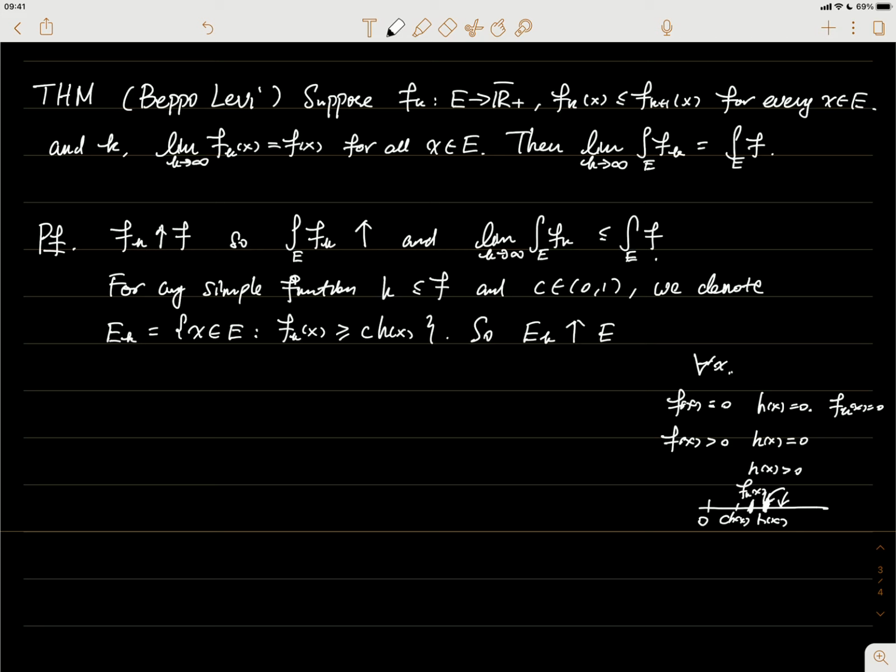Okay, so for any x, we can show that x will be in ek for some k. So that means the ek will eventually grow to the set E. Right? So that's the argument here. And based on this, we can show the following inequalities.